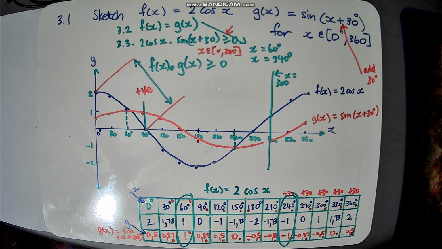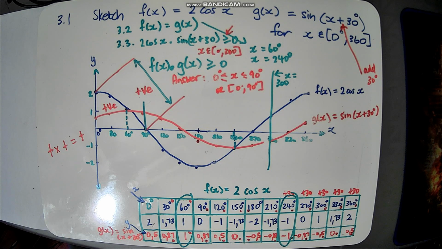So up to 90, this is where multiplying the two graphs, we will still get a positive answer. Notice up to that point, both red and blue are positive. There are two ways we can write that answer. Remember that a square bracket means including the 0 and the 90. So that is our answer for 3.3 written in red. But it's not the only answer.